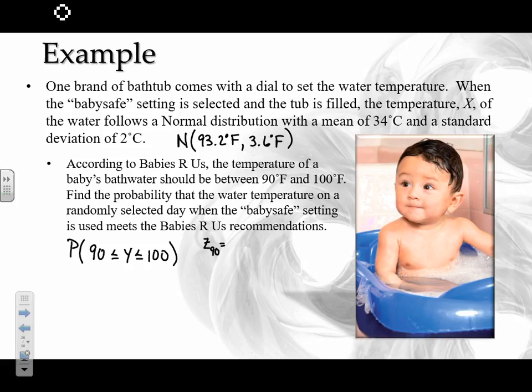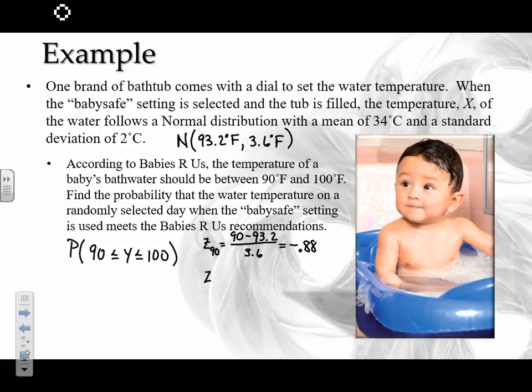How do we calculate a z-score? 90 minus 93.2 divided by 3.6. Very good. So in your calculators, work that out real quick. 90 minus 93.2 divided by 3.6. What do we get? Negative 0.88. Okay, so the z-score for 90 degrees would be negative 0.88.